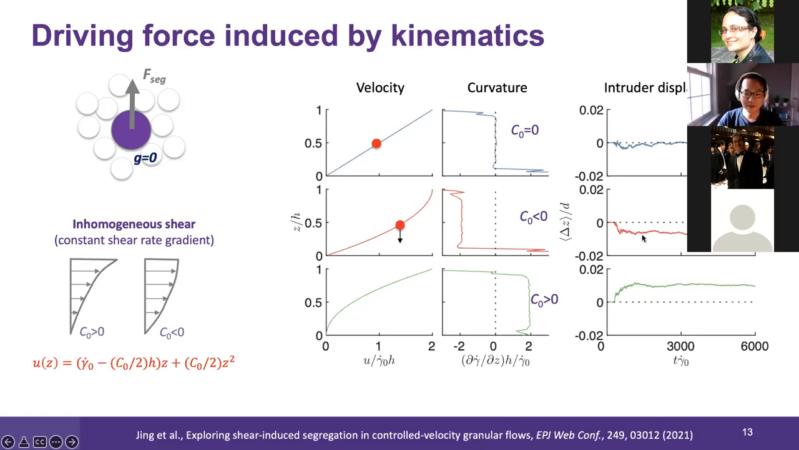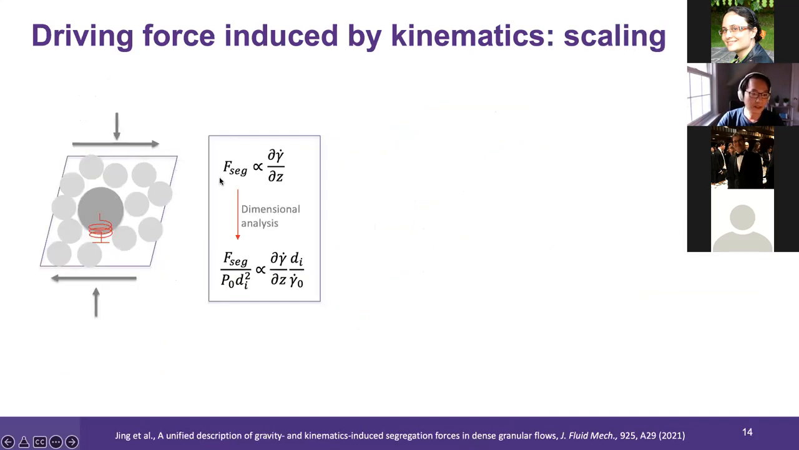And if it's a negative curvature, the intruder tends to go down. Well, if it's positive curvature, it tends to go up. So this is completely driven by the shear gradients, and we can write that the segregation force when gravity is 0 is proportional to the shear rate gradient. And then again, based on dimensional analysis, here we only have pressure, shear rate gradient, and the diameter of particles.